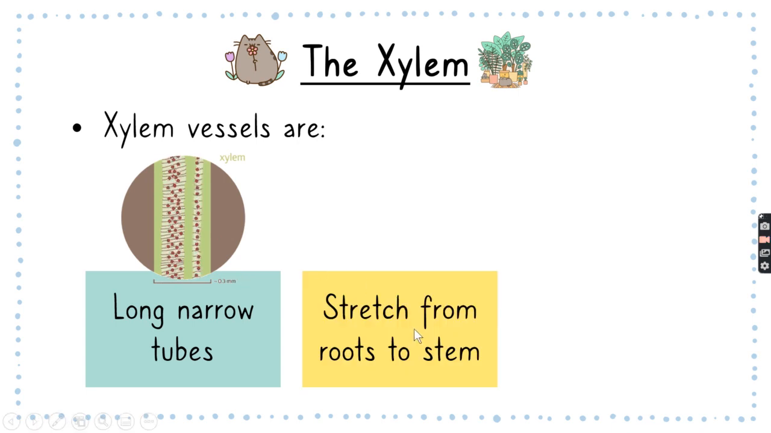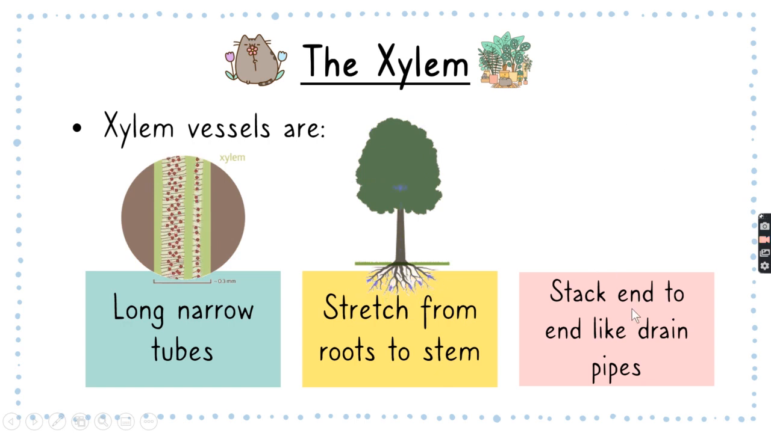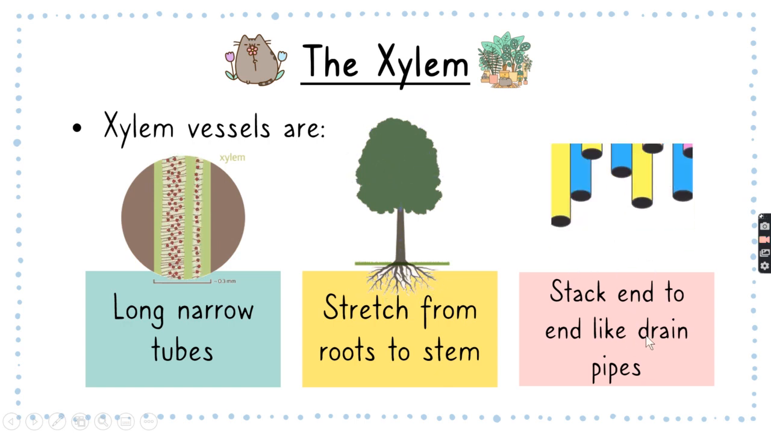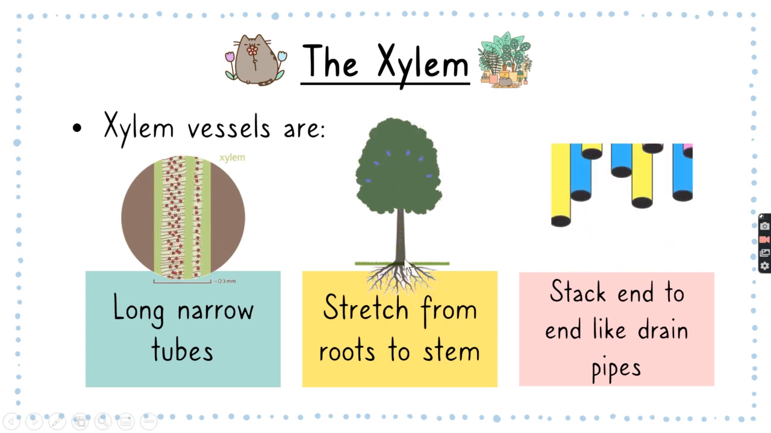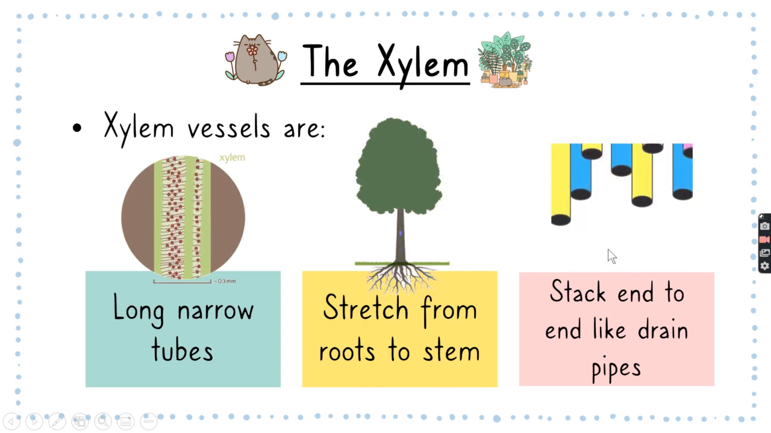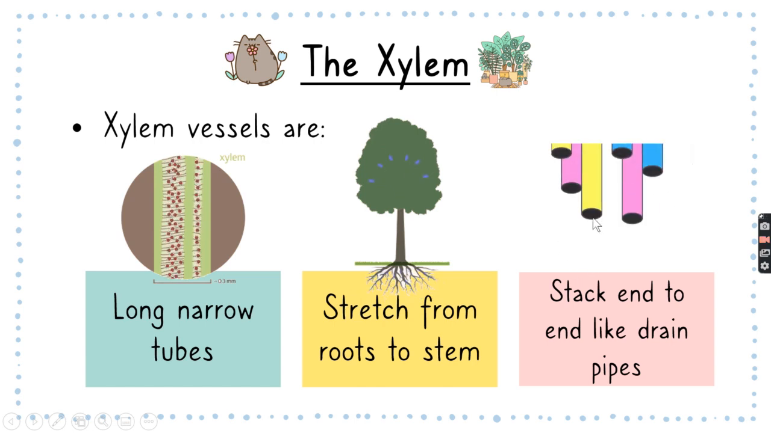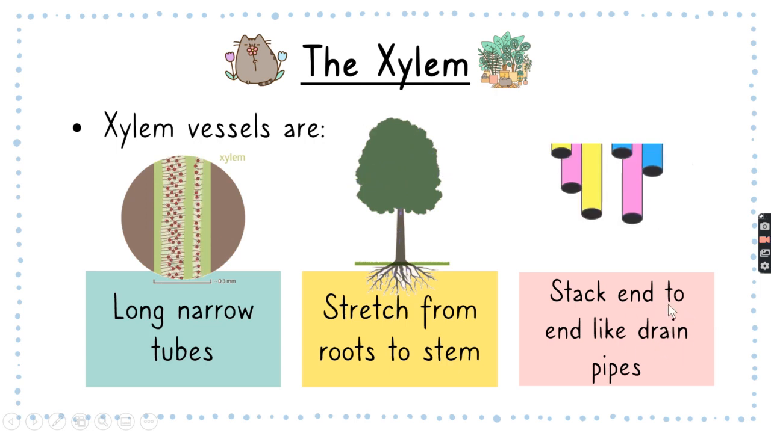And they also stretch from the roots to the stem. That means that all the way the xylem vessels are at the end of the roots even, and then towards the stem and even towards the leaves as well. They stack end to end like drain pipes. So this means that they are continuous. They continue from the roots to the leaves, and they're very long, and the xylem cells are stacking end to end, just like drain pipes.